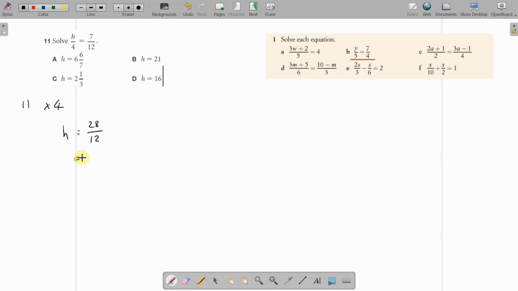And then we just simplify this by dividing by 4, which is 7 on 3, which equals 2 1/3.